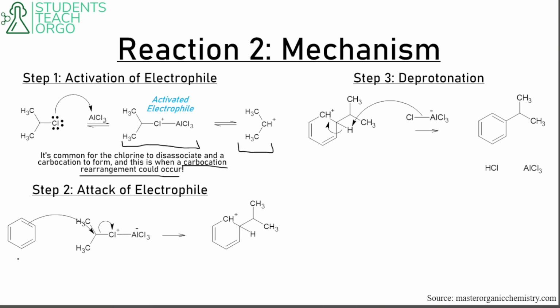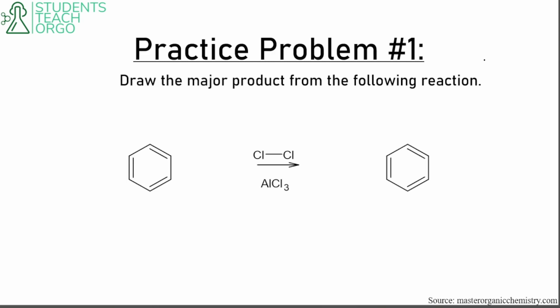Then the attack of your electrophile is going to occur here. Same kind of principle, and you're going to form this complex right here. Finally, you're just going to deprotonate. Last step, deprotonation, and you form hydrochloric acid. You re-form your original starting reactant, and you get this beautiful benzene with an isopropyl group. Hopefully that's good.